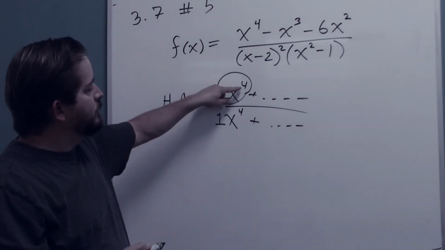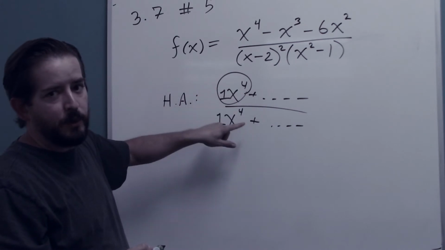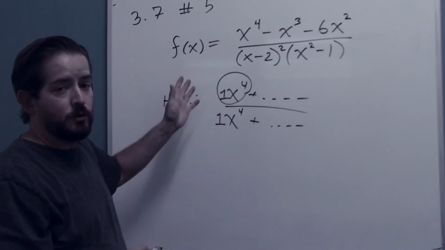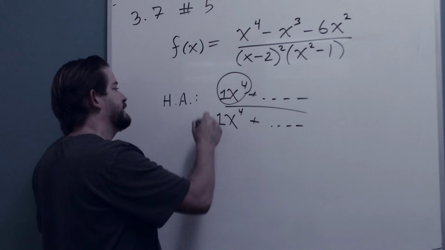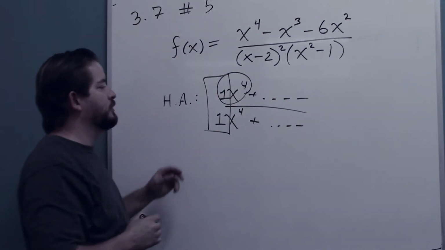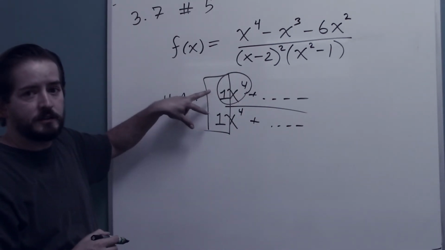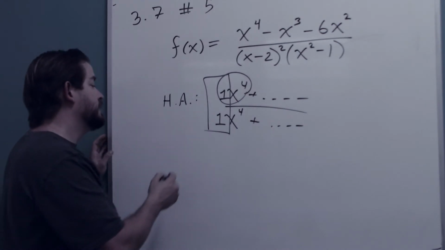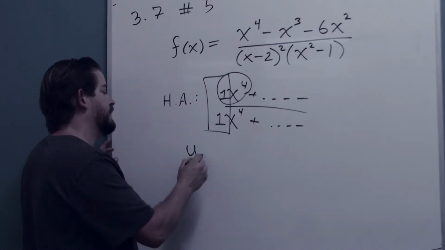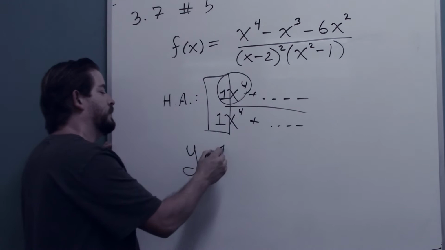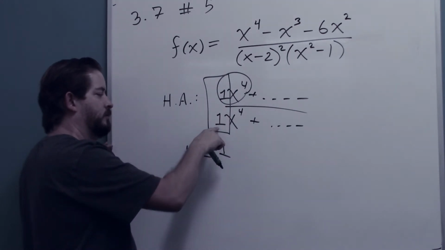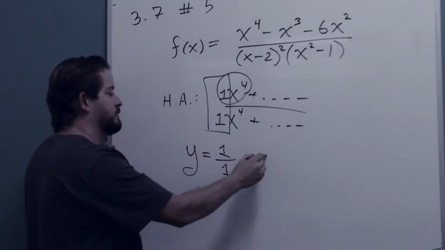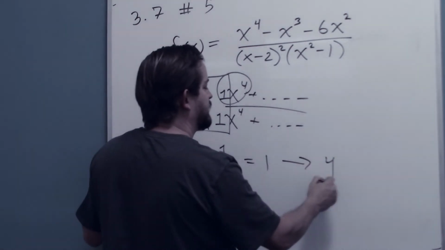If the power of the numerator is the same as the power of the denominator, then there is a horizontal asymptote that is the ratio of those two numbers in front. It's the ratio of the coefficients. So in this case, I do have a horizontal asymptote, and that is at 1 divided by 1, which is 1. So my asymptote is at y equals 1.